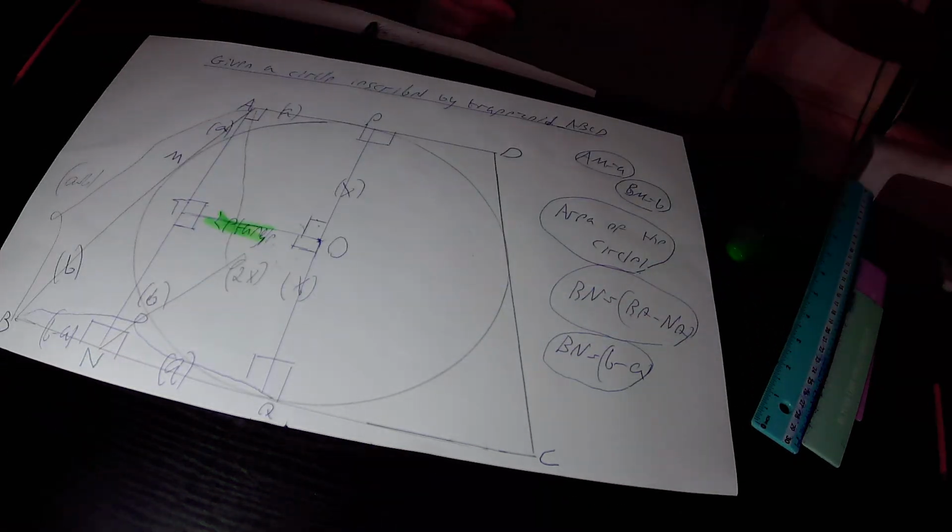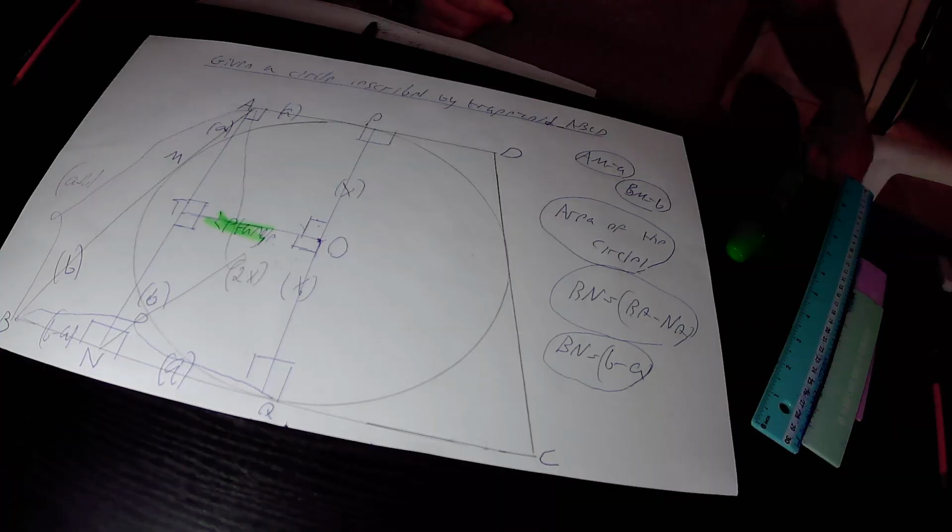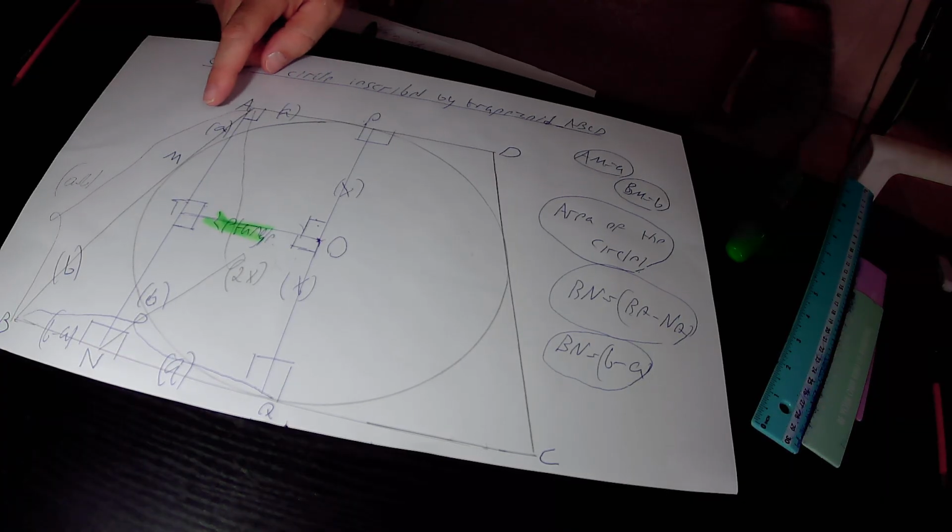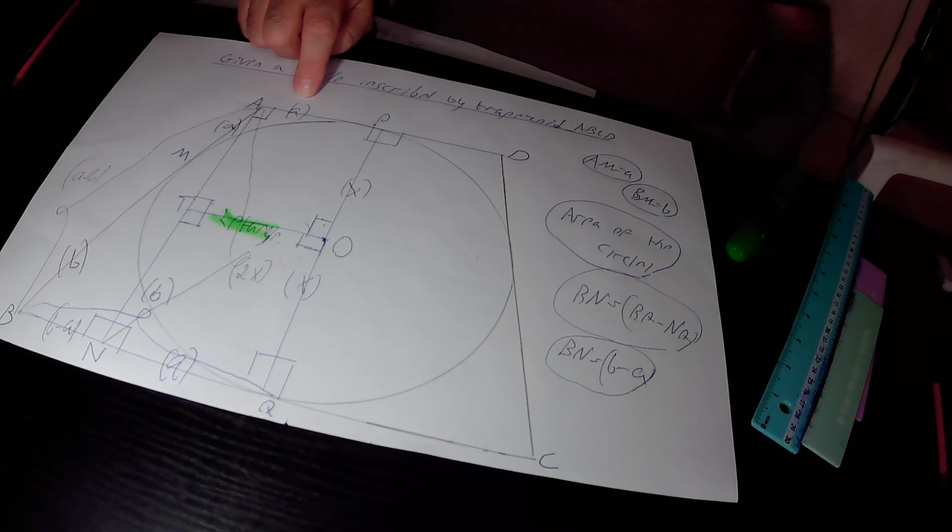So here we have the common standpoint point A. From this common standpoint point A, we have two tangents to this circle, tangent AM and tangent AB. And according to rule 2, they are equal to each other. That is to say, AM equals AP. But AM equals A, therefore AP must also be equal to A according to rule 2.